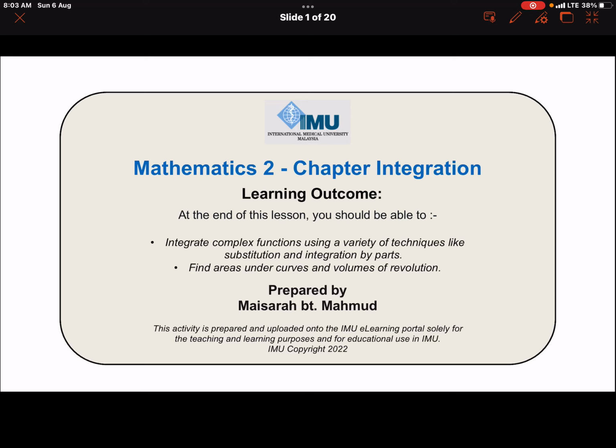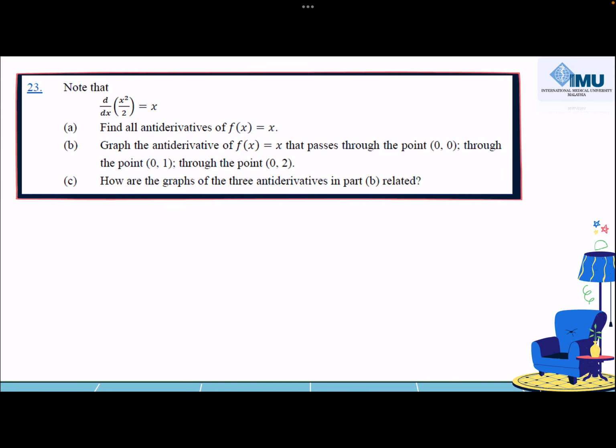Mathematics 2, Chapter Integration. Tutorial question 23. Let's try to do A. Note that d/dx of x squared over 2 will give you x as the result. Find all antiderivatives of f(x), where f(x) is equivalent to x.